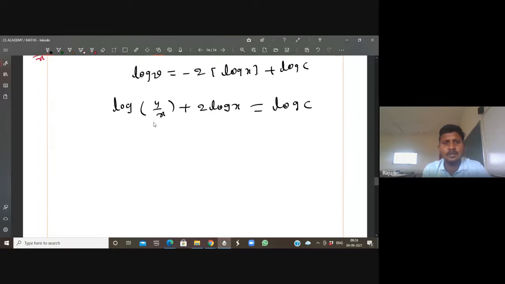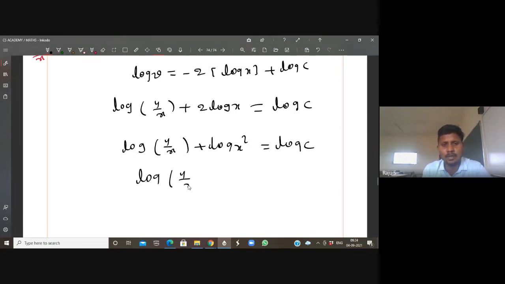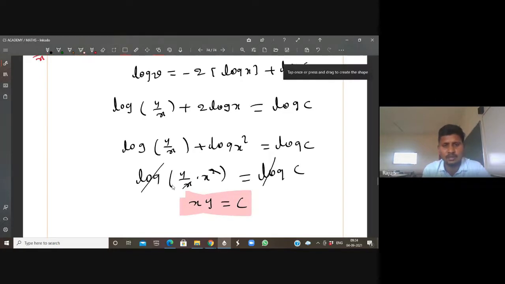Now 2 log x can be written as log x square, log c. Log AB formula, log y by x into x square is equal to log c. Now get cancelled now. So one x is here. So xy is equal to c. xy is equal to c is called rectangular hyperbola. The equation is rectangular hyperbola.